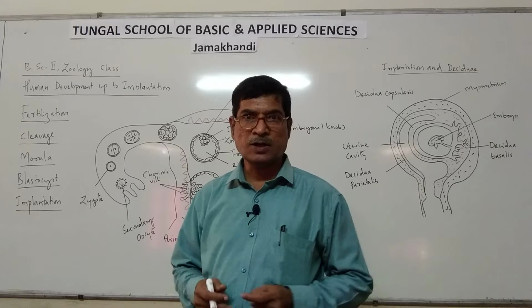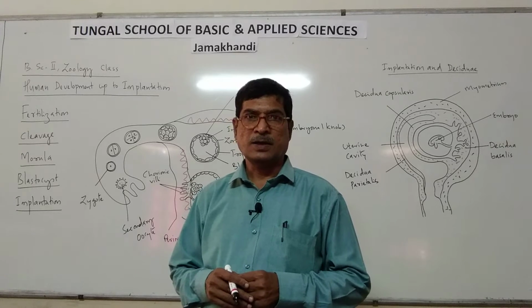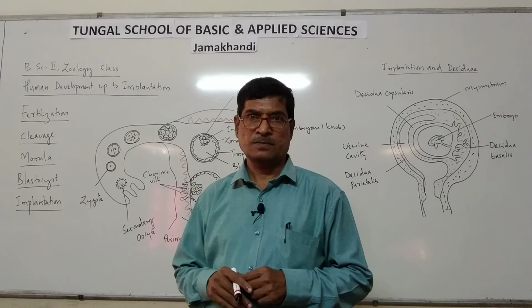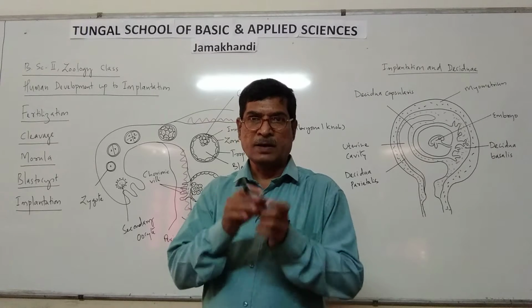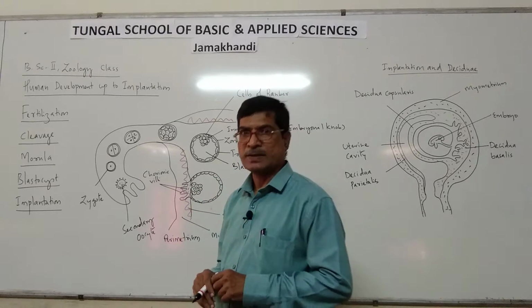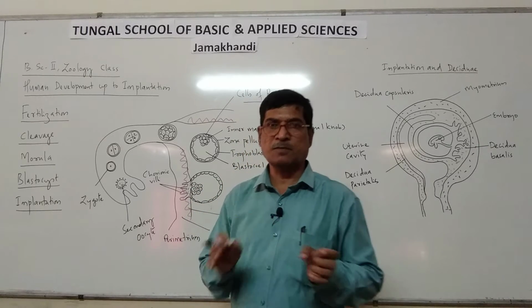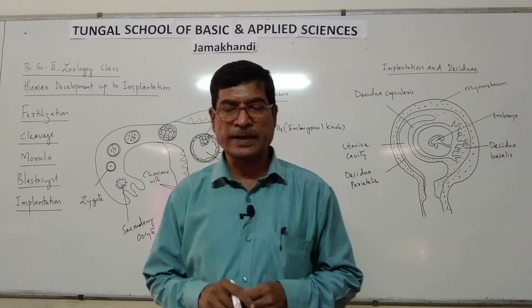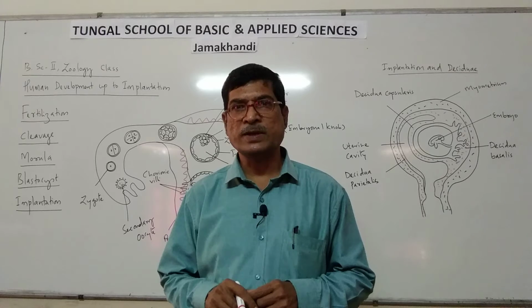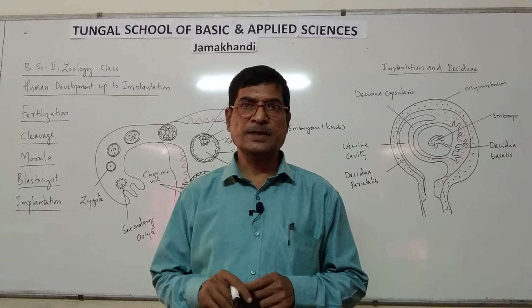Okay? So ovulation occurs in the middle of the menstrual cycle, when the ovum is released. If the menstrual cycle is of 28 days, on the 14th day, more or less, the ovum is released from the ovary. That is called ovulation.